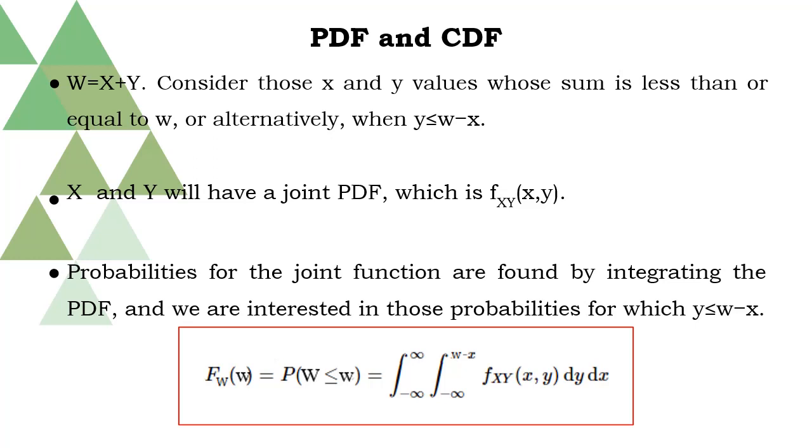Let the joint PDF of X and Y be equal to f_XY(x, y). From this joint PDF, we can calculate the CDF by integration. That is, F_W(w) is equal to probability of W less than or equal to w, which is equal to integration from minus infinity to infinity, integral from minus infinity to w minus x, the limit is w minus x, f_XY(x, y) dy dx. f_XY(x, y) is the joint PDF.